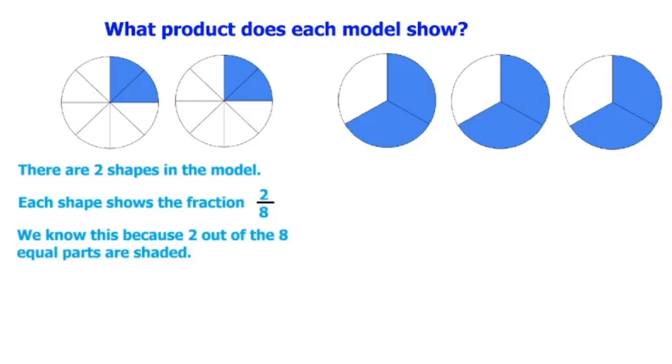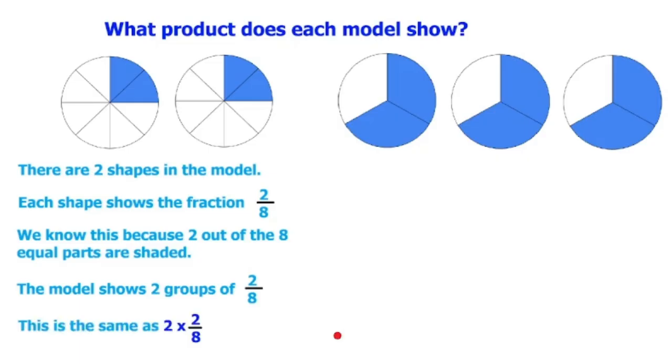Okay? So the model shows two groups of 2 over 8. So two groups of 2/8. That is the same as 2 times 2/8. So now let's go to this one.